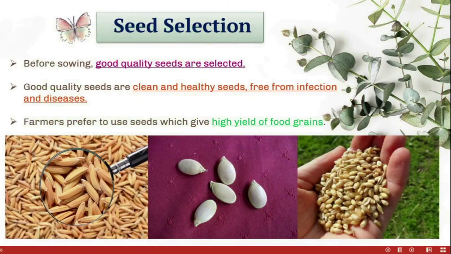Next, seed selection. Before cultivating any crop plants, we have to select the seed. The seeds should be healthy, of good quality, and free from disease or infection. We have to select high yield seeds, good quality seeds. Usually, farmers prefer to use seeds which give a high yield of food grains.